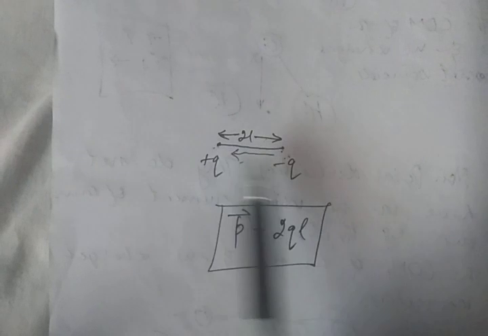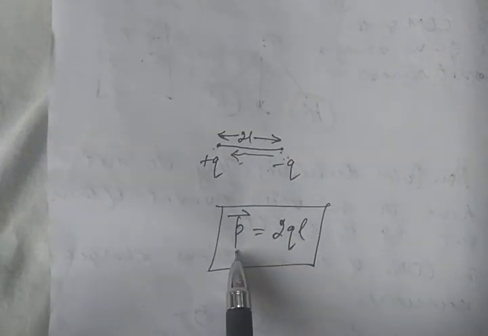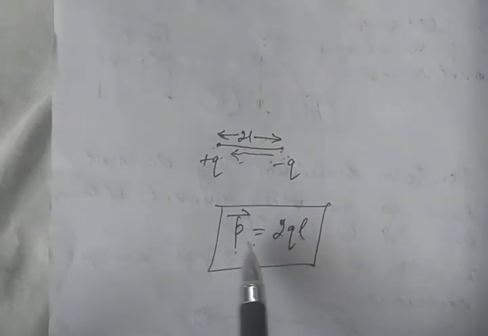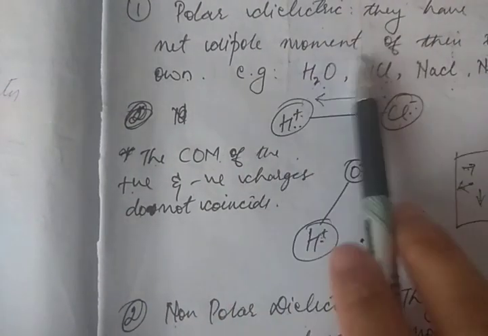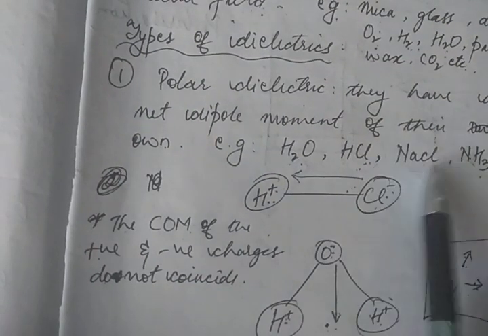Now any electric dipole has something called a dipole moment, which happens to be a vector quantity, of course. The direction of the dipole moment is from the negative charge to the positive charge. The magnitude of the dipole moment is the product of any one of the charges and the separation between them, thereby giving us dipole moment to be 2ql. Remember that. So polar dielectrics have a net dipole moment of their own. Some examples of polar dielectrics are water, HCl, NaCl, ammonia, etc.